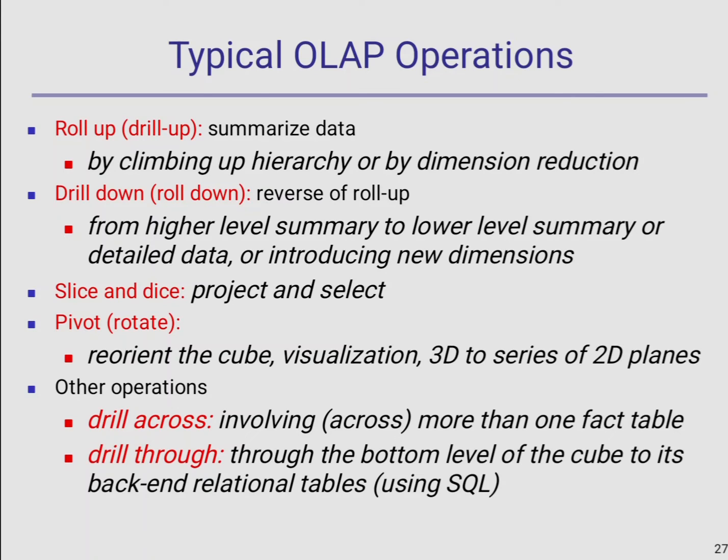Next we have pivot, which reorients the cube visualization from a 3D series to a series of 2D planes, like rotation. It's a rotate operation. You will better understand with the example. Drill across involves more than one fact table, and drill through goes through the bottom level of the cube to its backend relational tables.